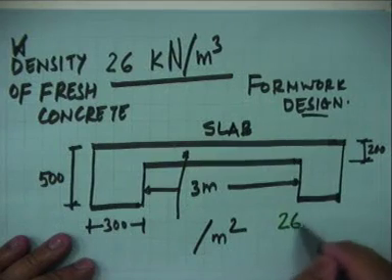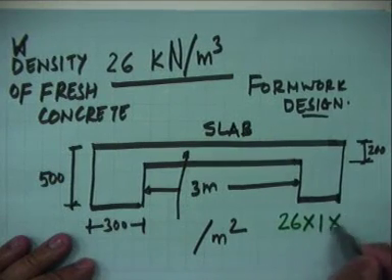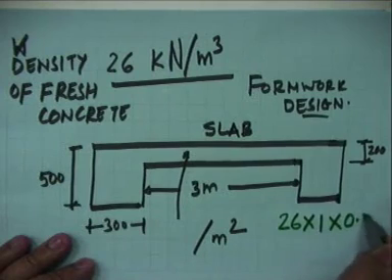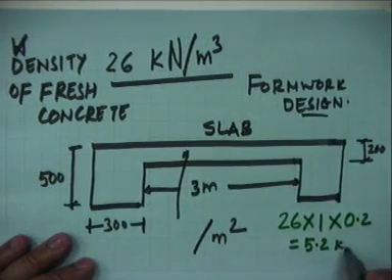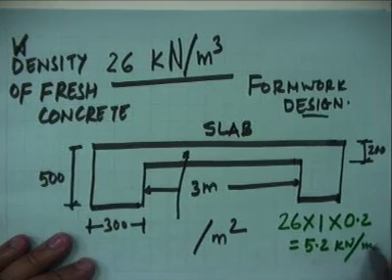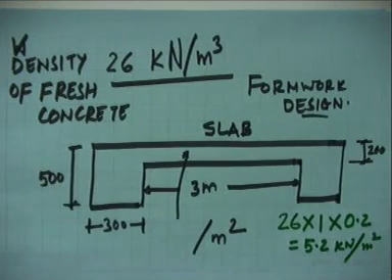Okay. So, this is going to be 26 multiplied by 1 into 0.2, which is 5.2 kilonewton per meter square. So, this is the load from the fresh concrete. Okay.